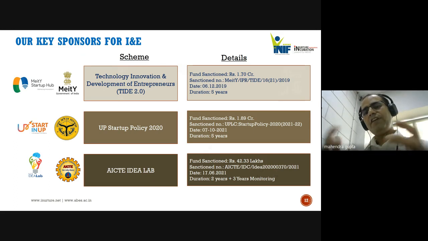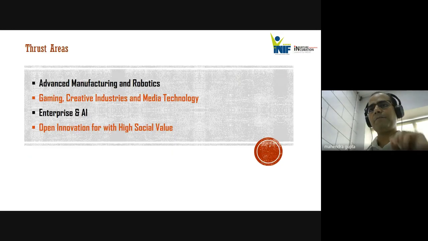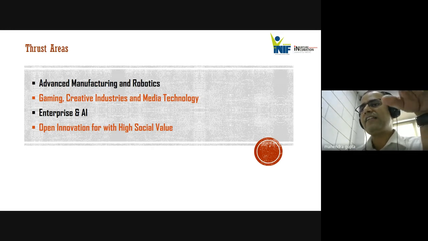Over a period of time, as we have been maturing our process model, we have been approaching the government in parallel for our needs. So we are getting grant-in-aid and support from the Ministry of Electronics of around 1.7 crore, 1.89 crore from the state government, and close to 85 lakh rupees from MIT, and our own institution funding under the innovation program. Our key thrust areas are advanced manufacturing, robotics, gaming, creative industry and media technology, enterprise and AI.